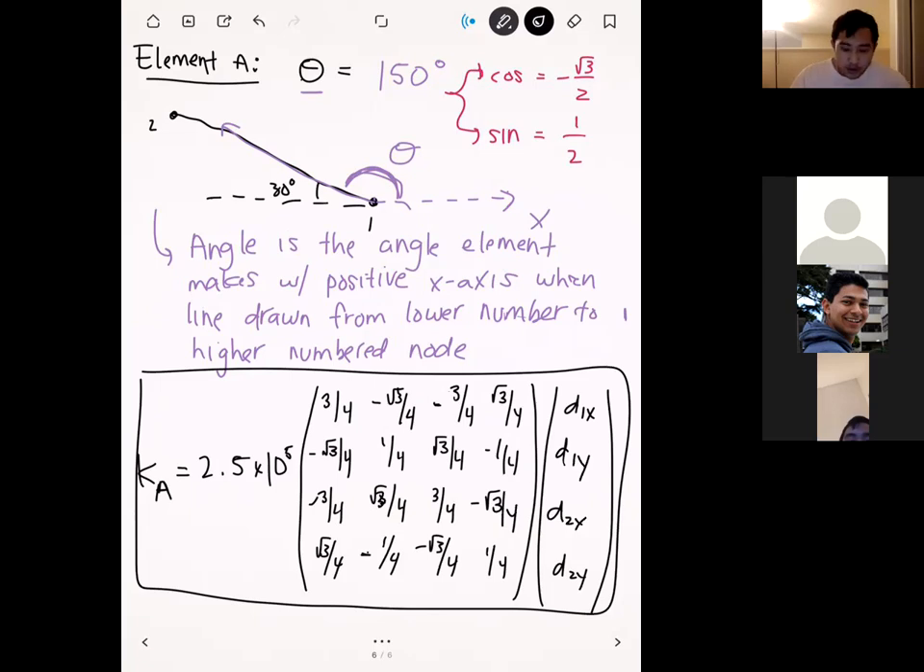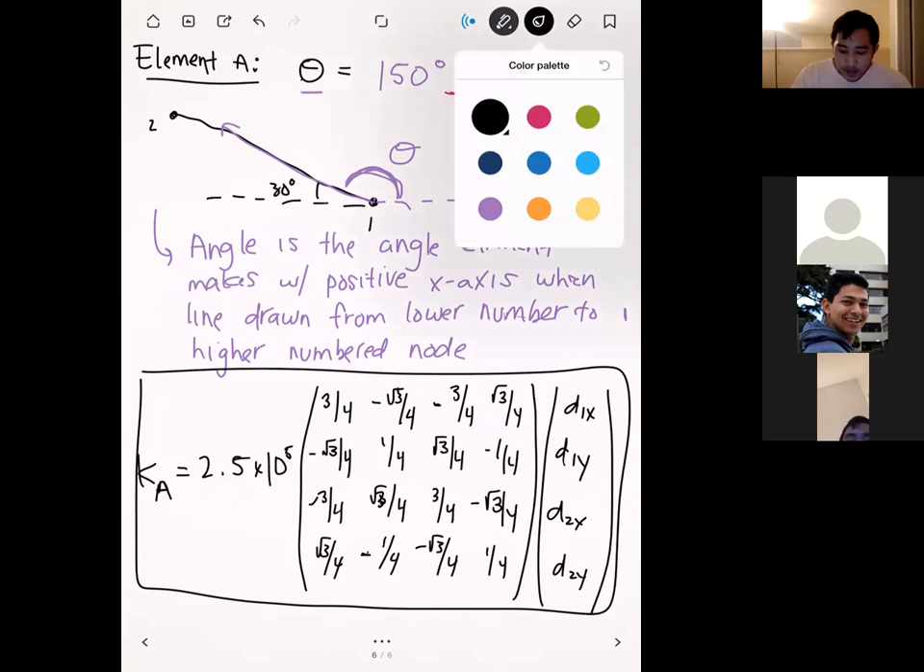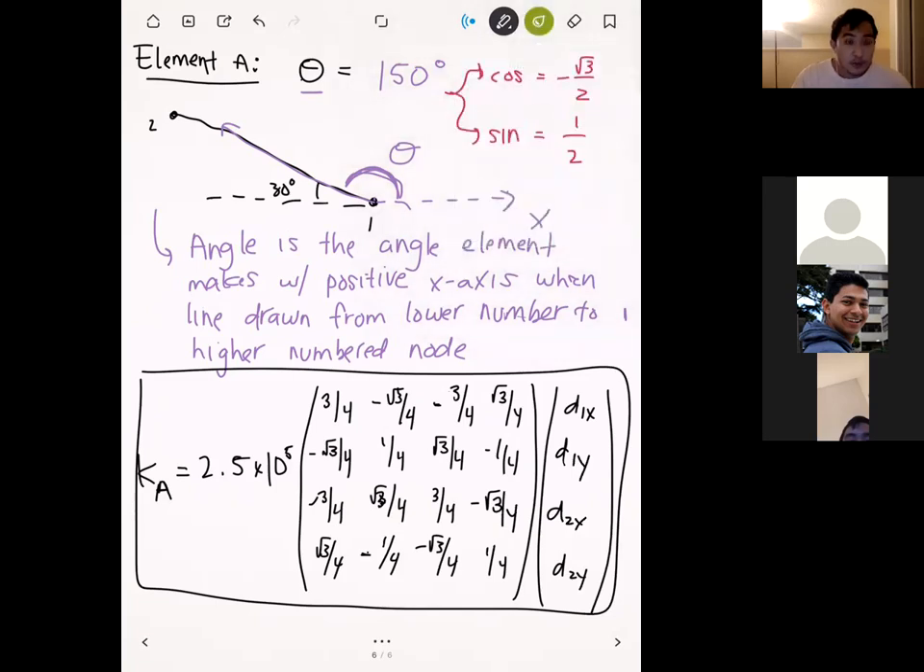And remember, one thing you can do to check is to make sure that your element stiffness matrix is symmetrical. If you draw a line down the diagonal like this, you should be able to reflect it and get the same elements on the top portion and the bottom portion. So that's one thing you can always check, just to make sure you're getting the right entries. Any questions on this?